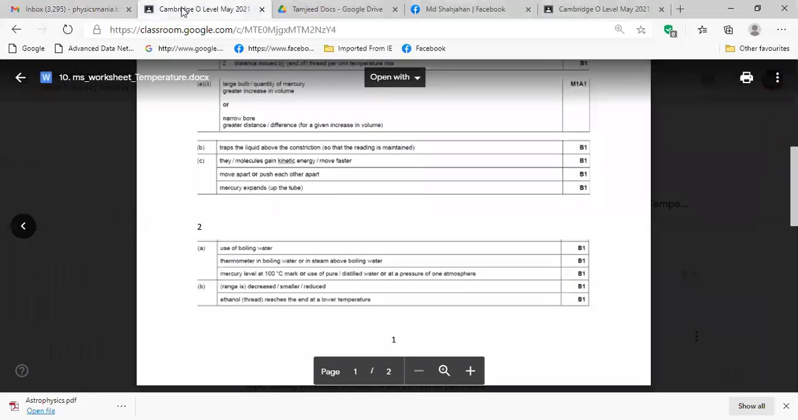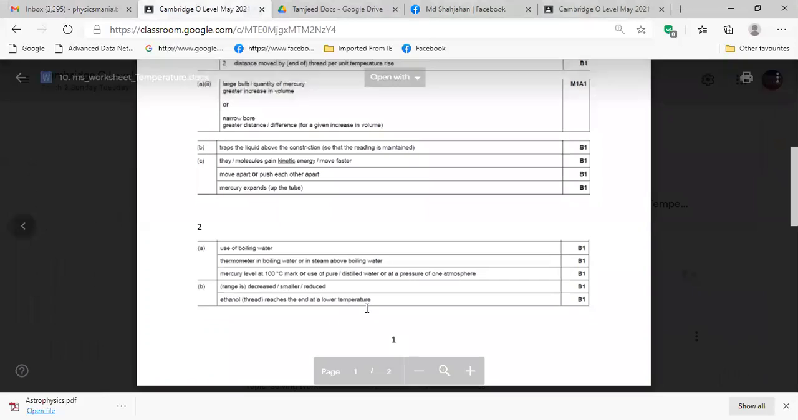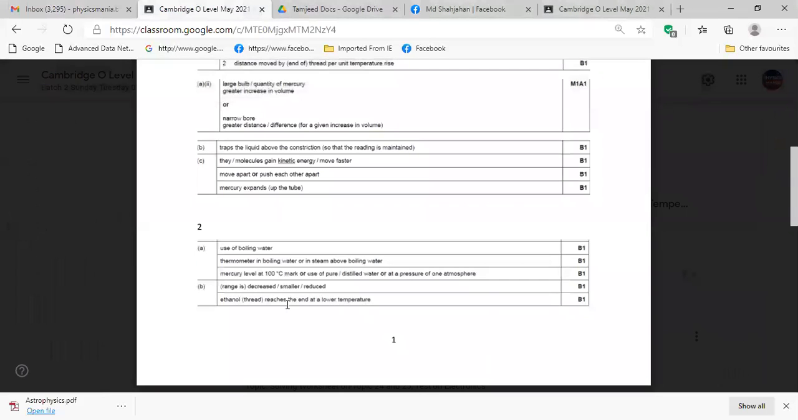You see what they wrote here: range is decreased, smaller, reduced, ethanol thread reaches the end at a lower temperature. So they are writing with ethanol. We wrote with mercury, same thing, right? They wrote about ethanol, but we wrote about mercury. Is it clear?